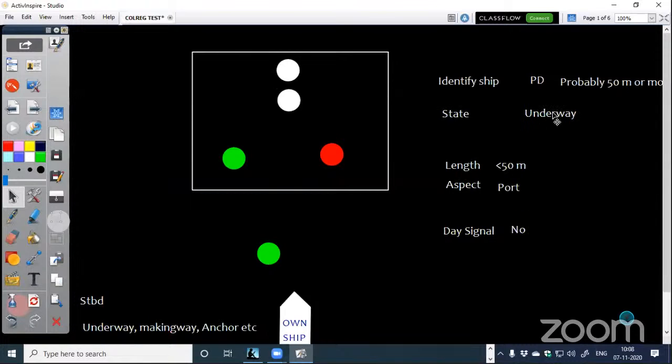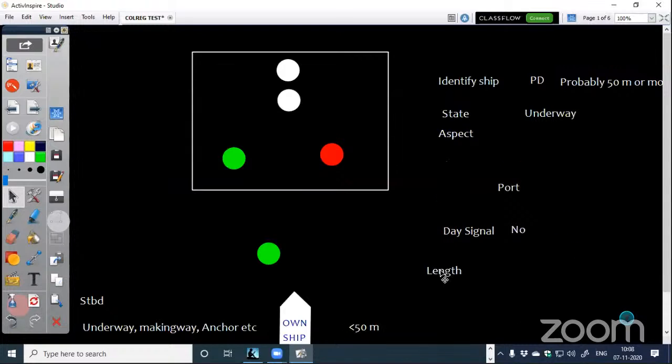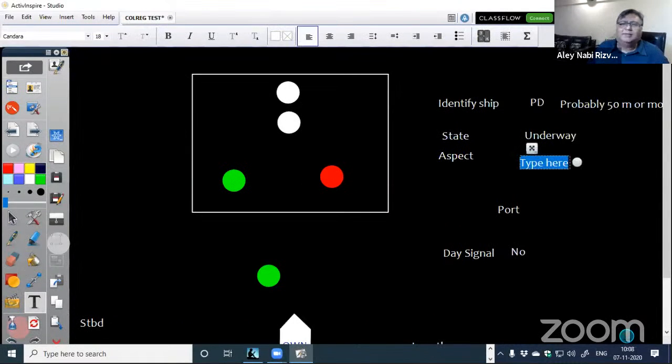Okay. And the aspect: seen right ahead. Seen from right ahead. Some cards say end on. I think the correct way is right ahead. You see this, this is right ahead. Okay. That's it. And day signal.